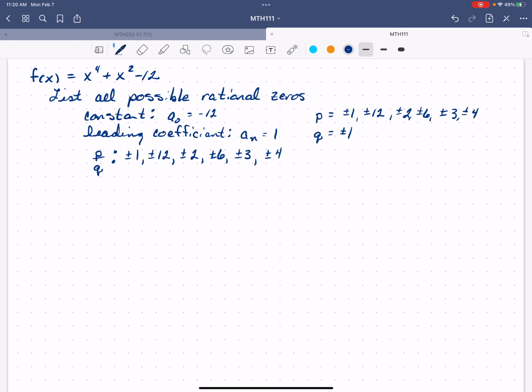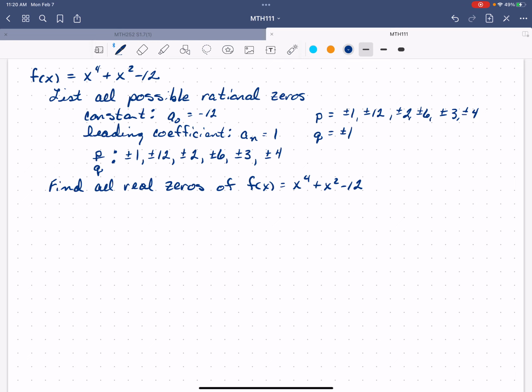You may or may not remember how to do that, so let's walk through finding the zeros using the techniques we've got here. So we're going to find all the real zeros of the function x to the fourth plus x squared minus 12.